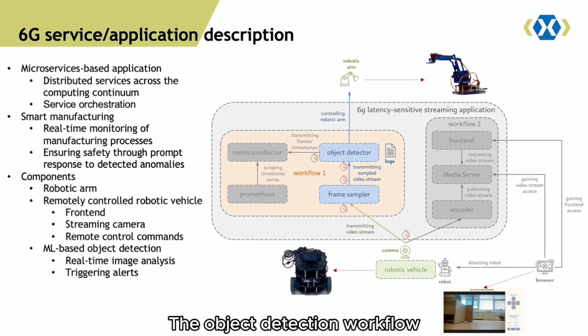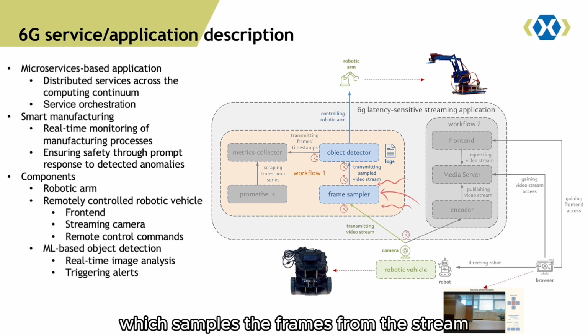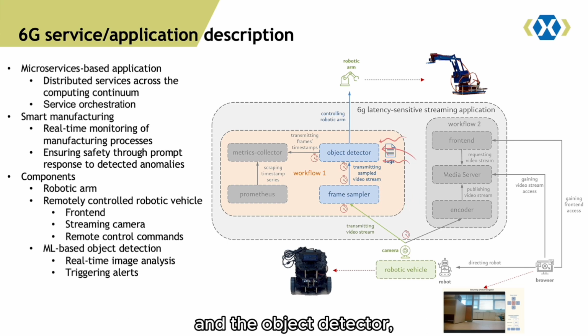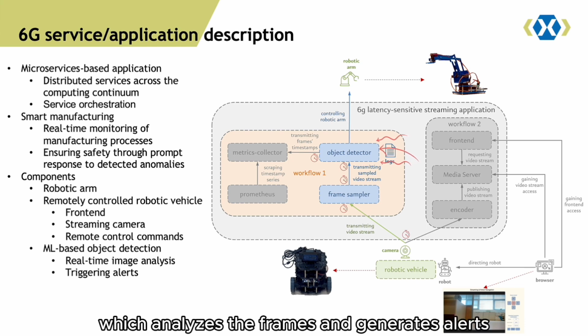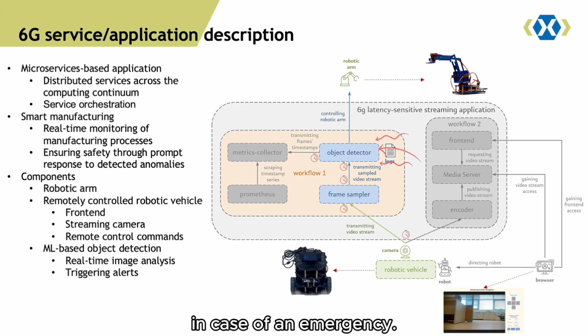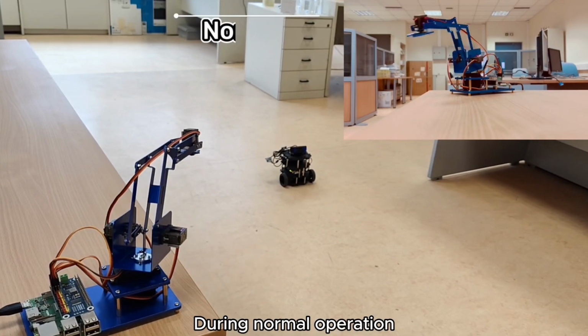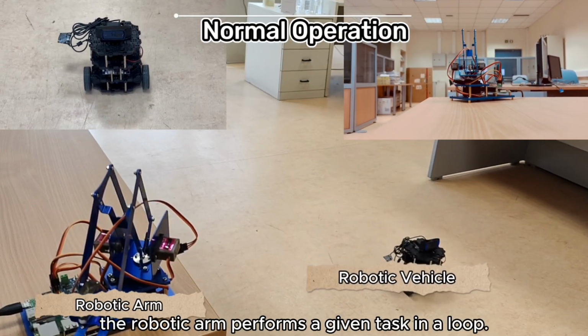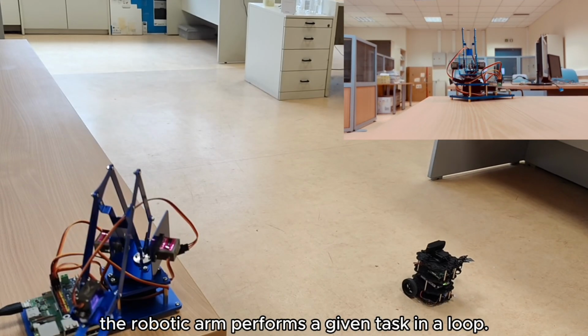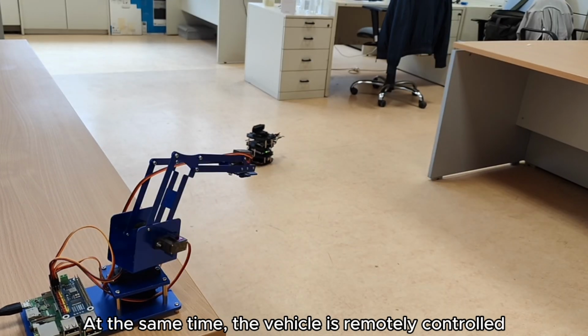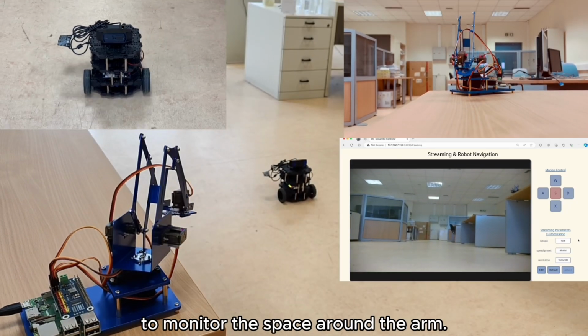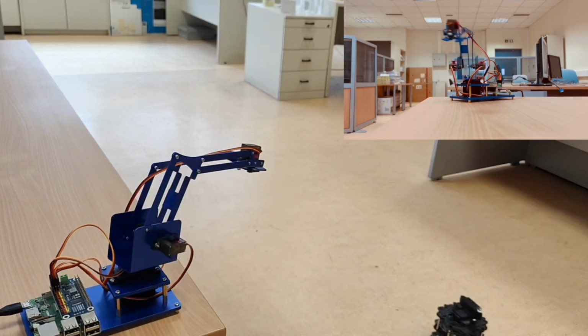The object detection workflow is composed of two main components: the frame sampler, which samples the frames from the stream with a configurable sampling rate, and the object detector, which analyzes the frames and generates alerts in case of an emergency. During normal operation, the robotic arm performs a given task in a loop. At the same time, the vehicle is remotely controlled to monitor the space around the arm.